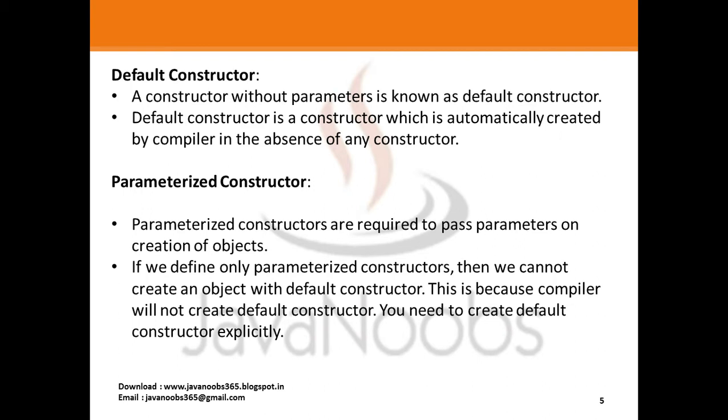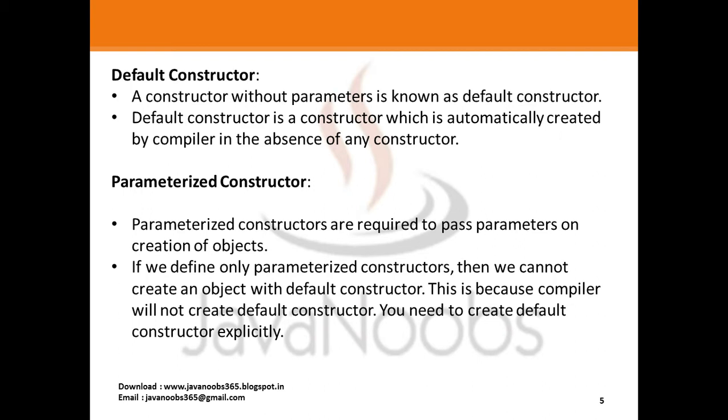The next constructor is a parameterized constructor. Parameterized constructors are required to pass parameters on creation of objects. A parameterized constructor is a constructor in which we pass some parameters or arguments on creation of objects. So if you pass any kind of parameters to a constructor, that is known as a parameterized constructor, and if you do not pass any parameters, it is known as a default constructor.